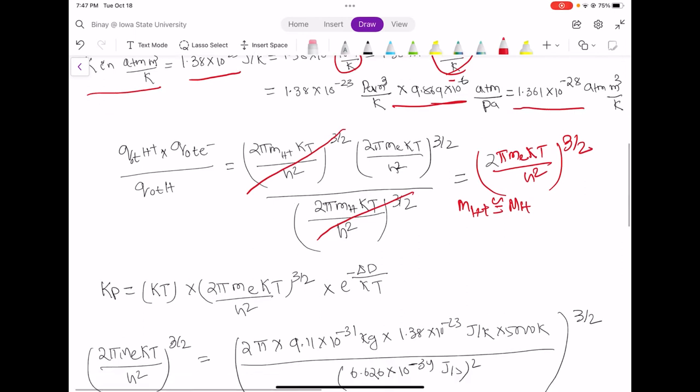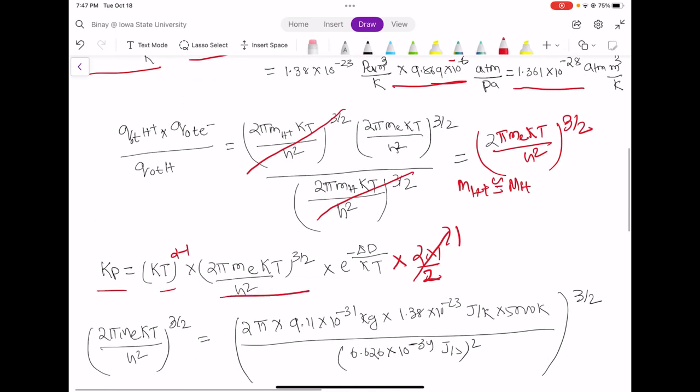Okay, so all these things are done. Now my Kp will be kT to the power 1 plus 2 minus 1, which is basically 1, and these things come up from here, and e to the power minus delta D over kT. We already know that for the electronic partition function this is 2 into 1 over 2, or we can say this is 1, so no worries about that. So I'll just calculate each term and match the units.